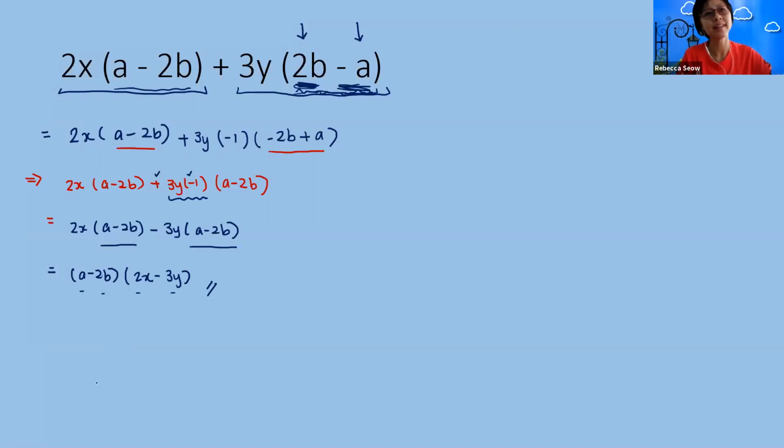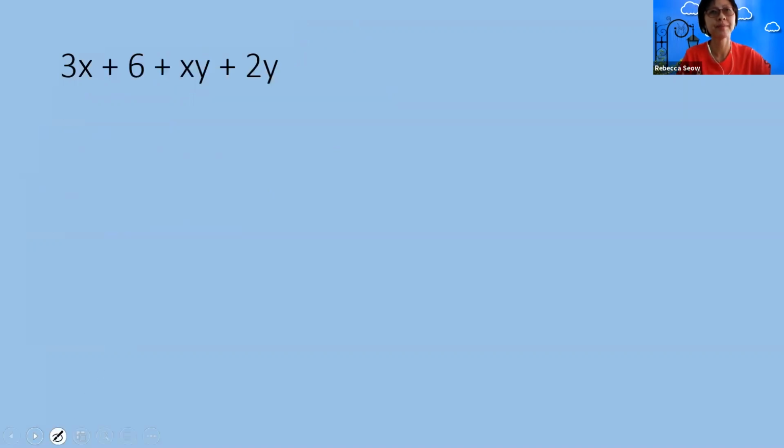Let's take a look at a third example. Now, you realize that this example is different from the previous one because this one does not have brackets. So you will have to create your brackets based on grouping. So how do you group two terms together and another two terms together, and which two terms to group?